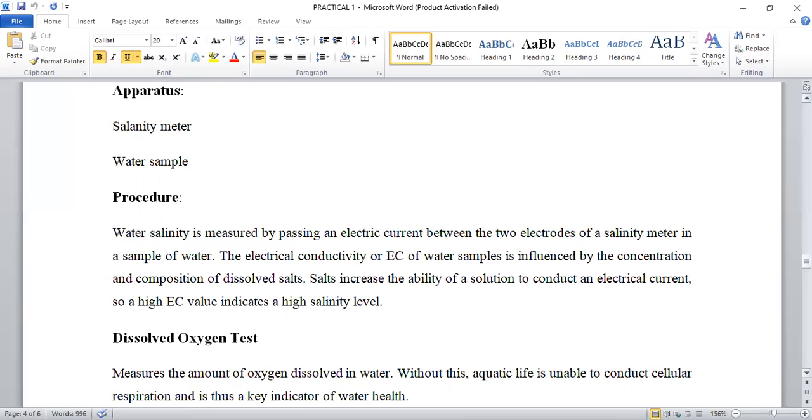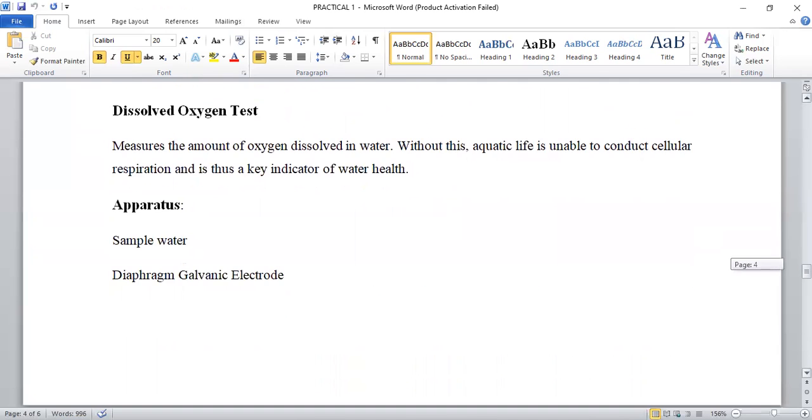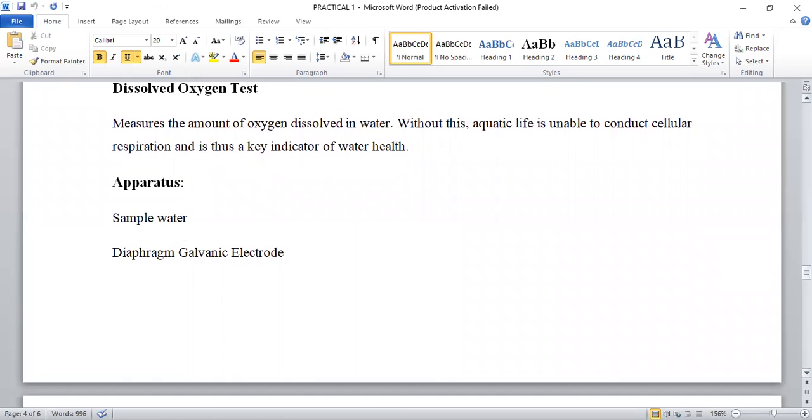The electrical conductivity of a water sample is influenced by the concentration and composition of dissolved salts. So salt increases the ability of the solution to conduct an electrical current. So a high salinity or high EC value indicates a high salinity level. The fifth test for water quality is the dissolved oxygen test.